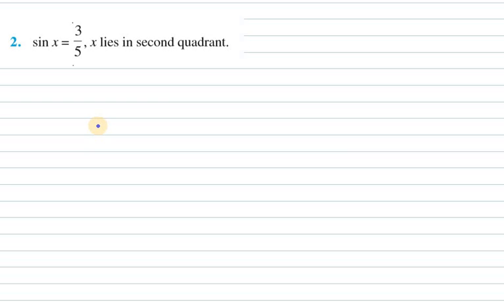Hello everyone, let's start with question number 2, exercise 3.2. In this case we are given the value of sin x, that is 3 over 5, and it says that x lies in the second quadrant. So again we will be using the same identity that we did in question number 1: sin square x plus cos square x equals 1.